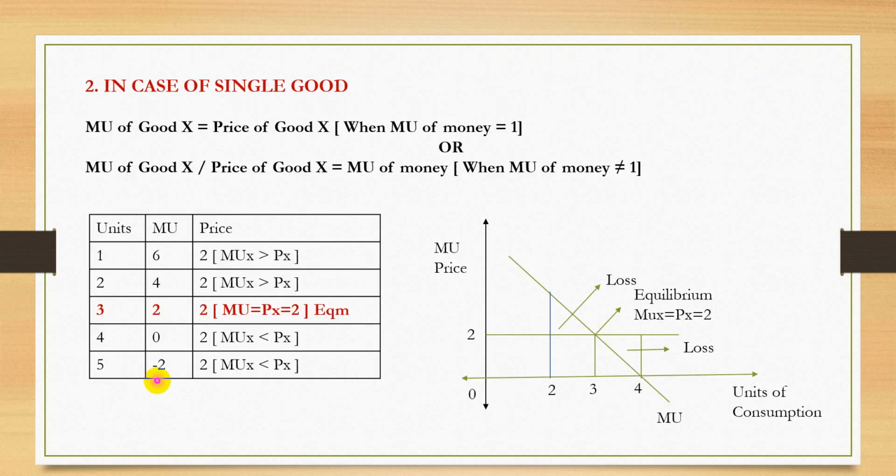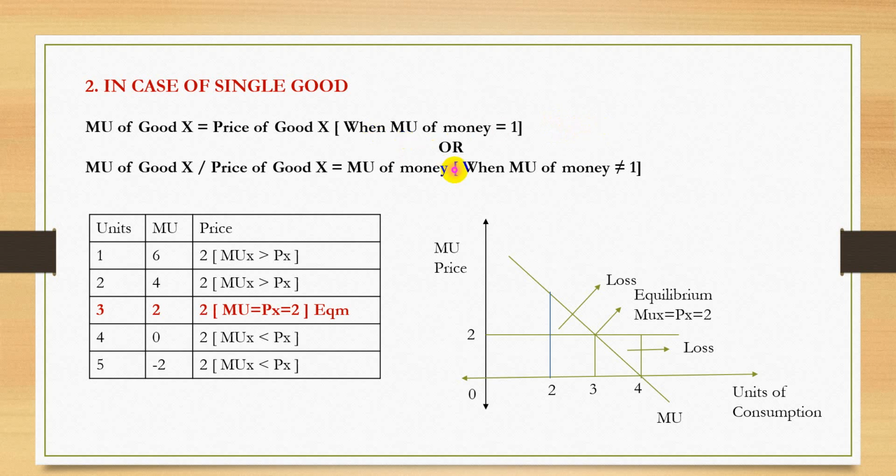The second case is that of a single good. Sometimes the question comes: how many units of a commodity will a rational consumer buy? Here the consumer has to buy. So this is the single good, an economic good. For a single good, the consumer will buy that many units of a commodity where the marginal utility of the economic good is equal to the price of that good. This holds when MU of money is equal to 1, if we consider that the marginal utility of money is equal to 1.